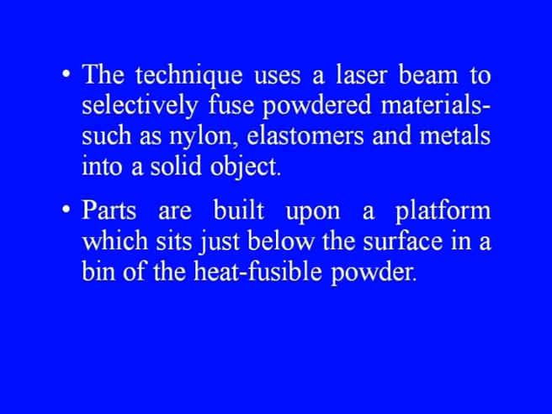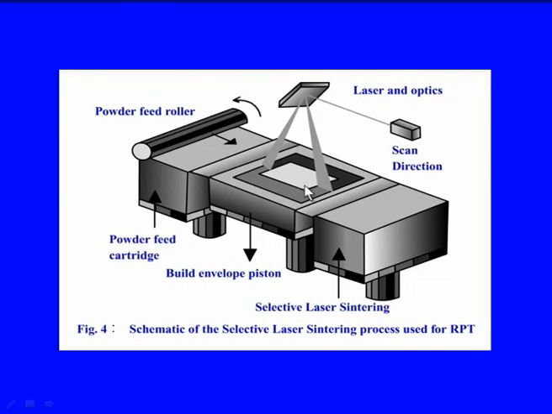The parts are built upon a platform which sits just below the surface in a bin of the heat fusible powder. One thing that should be remembered here, as we have seen in the previous figure on the screen, is that this entire area of powder need not be fused by sintering, by applying the laser. Say for example, here it is a kind of square ring. In this area only the laser is allowed to fall, and only this area will get melted and bonded to the previous layer.